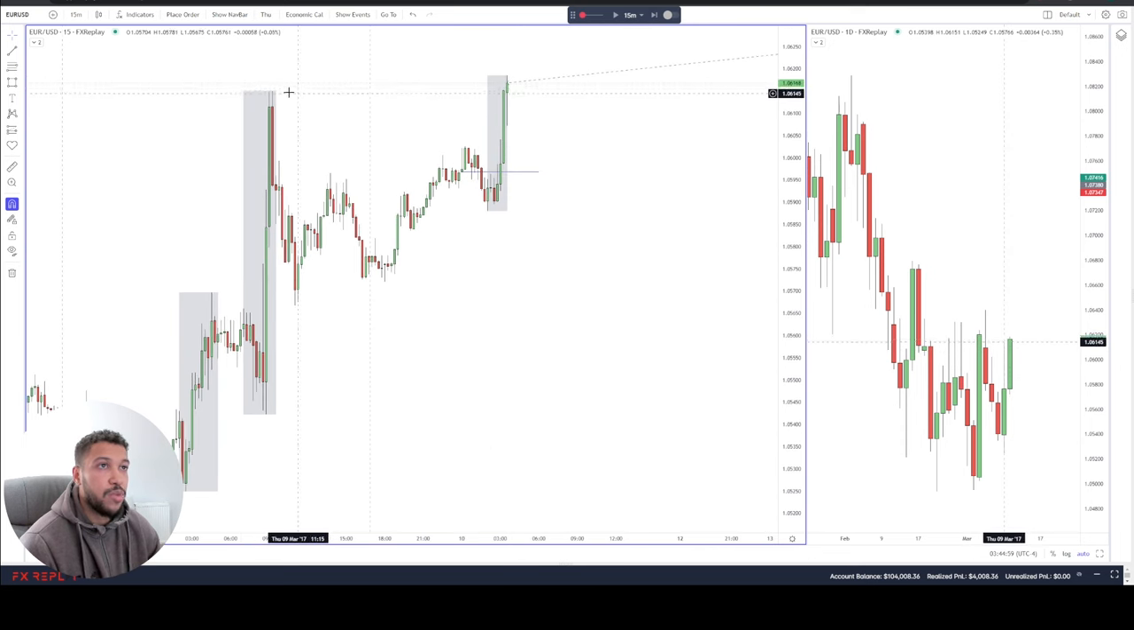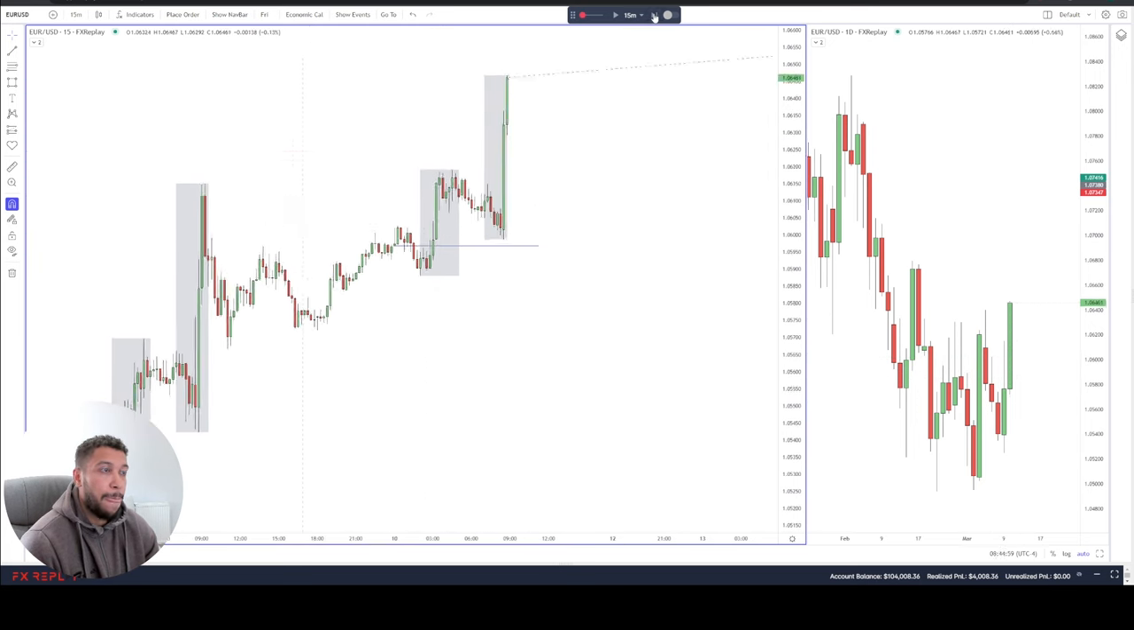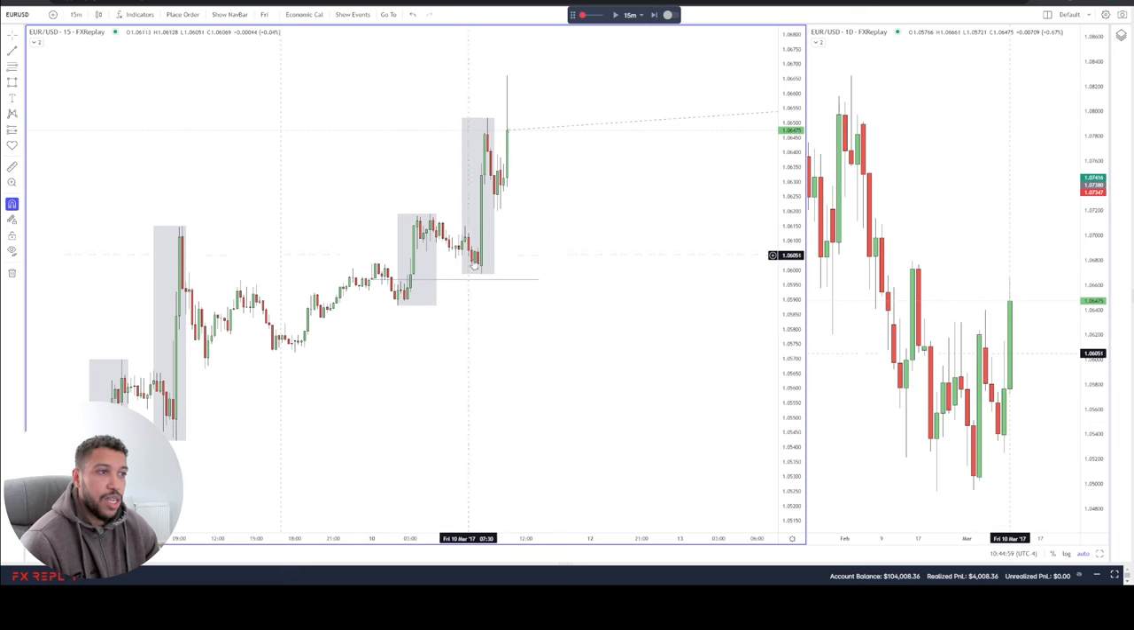Actually, no. Because we're coming from liquidity here, I don't want to take it if price comes back into this, because price can come from buy side into sell side. I wouldn't take this because we're coming from buy side liquidity, so there's a high chance that we might spike into this low before continuing. On this occasion, it just looks like it would have been the perfect trade, but it is what it is. It's just a trade I've missed, so let's just move on to the next day.